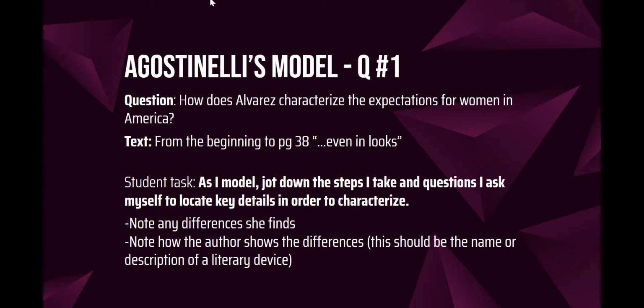So I'm going to page 38. My first step is to read the question carefully and figure out what it's asking me. So you read the question carefully to figure out what you need to look for. That is the first step. My question is, how does Alvarez characterize the expectations for women in America? So I know I'm looking for expectations for women in America, and what details does Alvarez use to show these expectations? So I'm going to go from the beginning of 38 and read it.